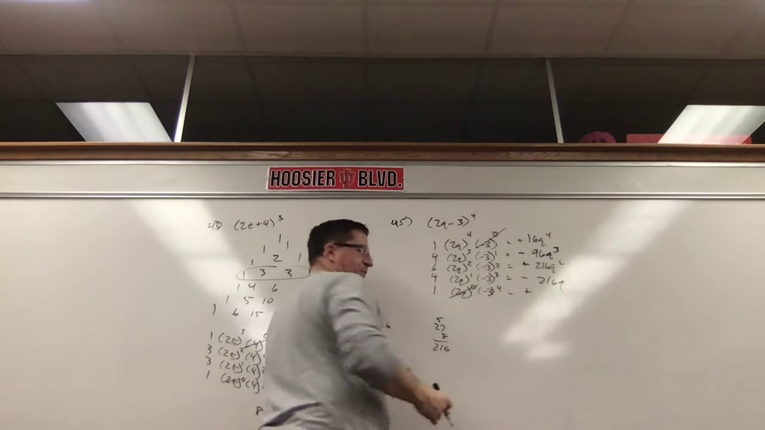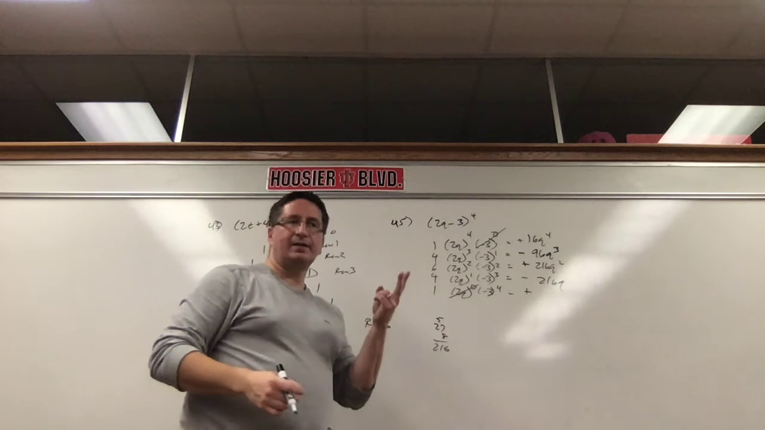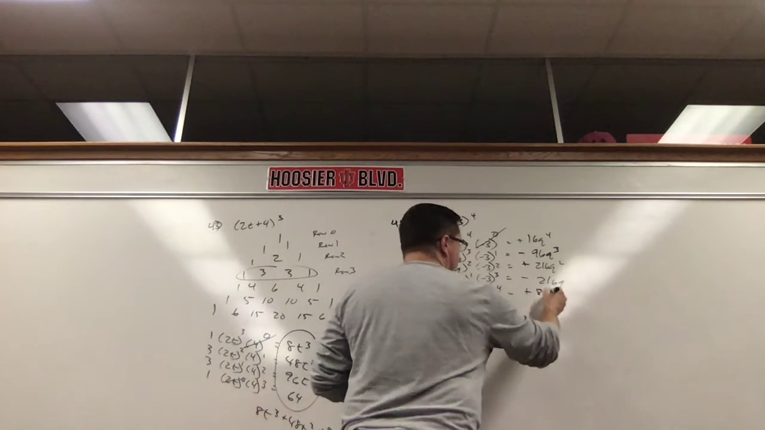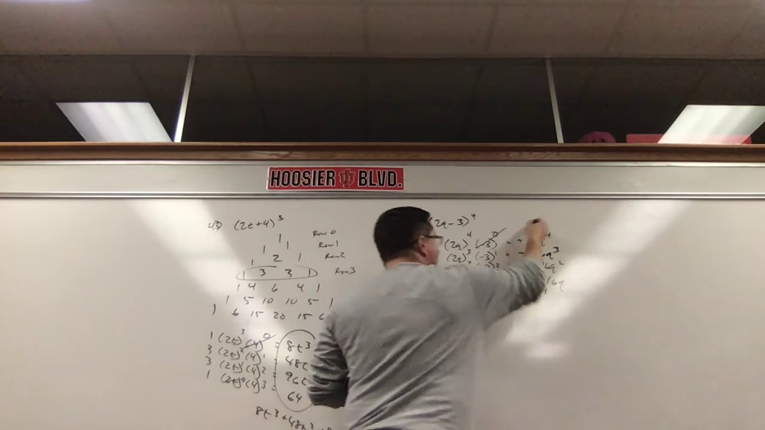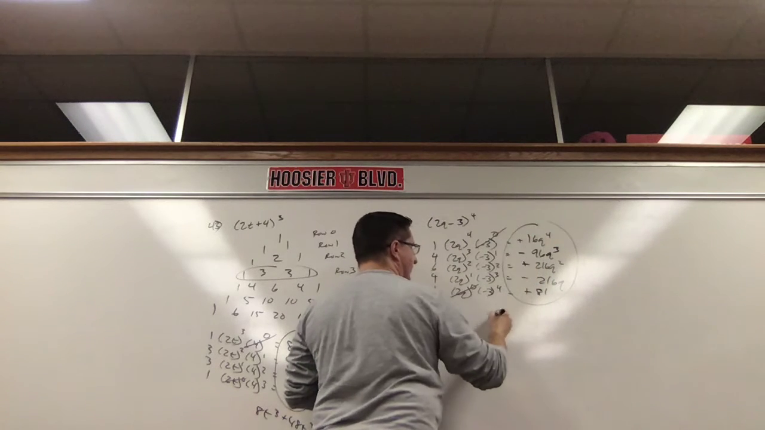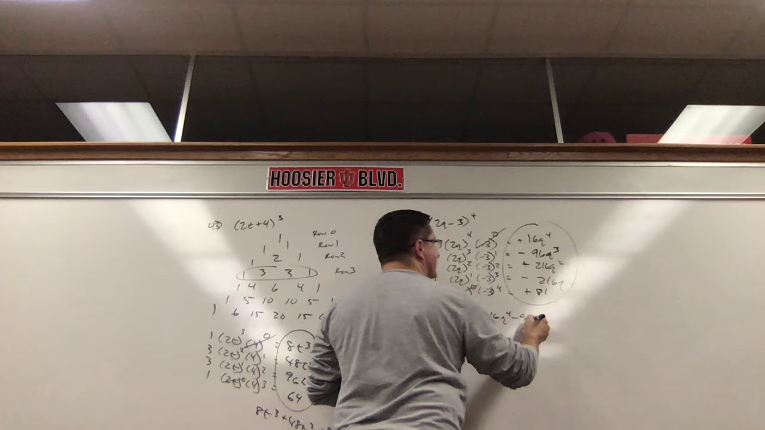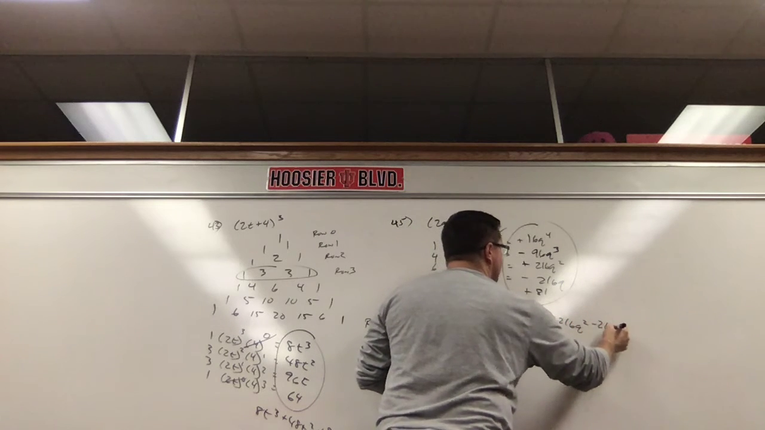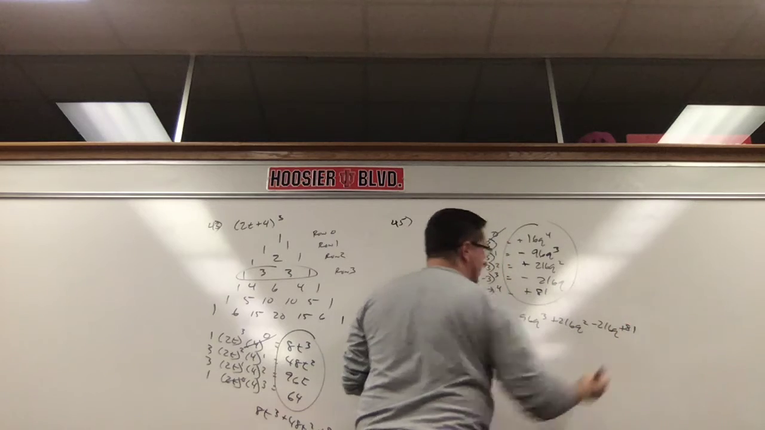3 to the 4th, 3 times 3 times 3 times 3, 3 times 3 is 9, times 3 is 27, 27 times 3 is 81, times 1 is 81, no q's. That's the answer: 16q^4 minus 96q^3 plus 216q squared minus 216q plus 81. Make sure you use q's.